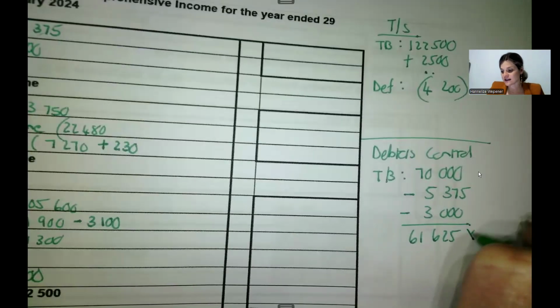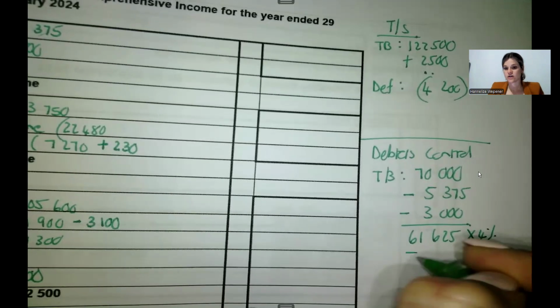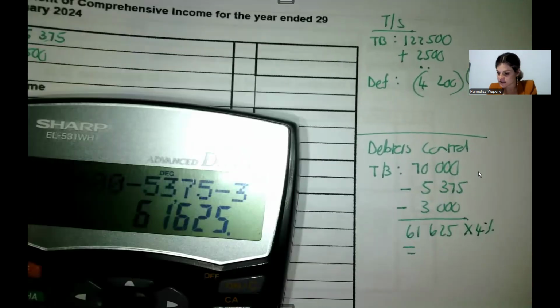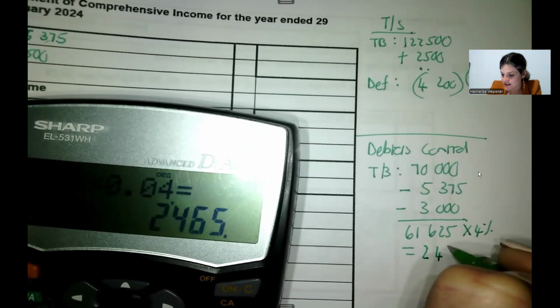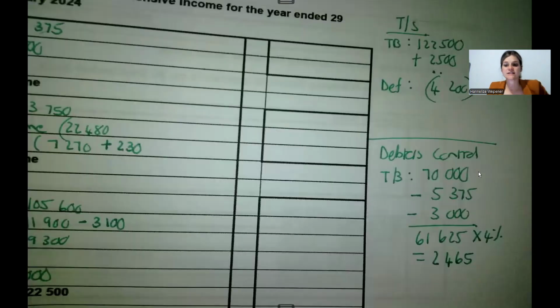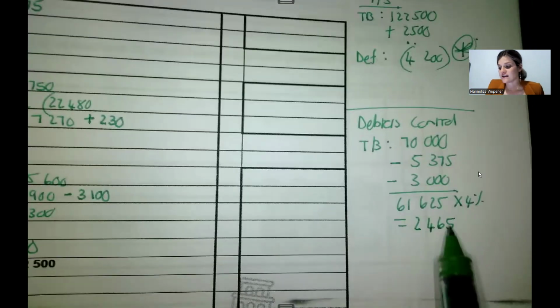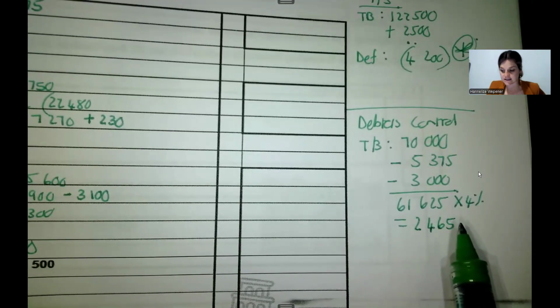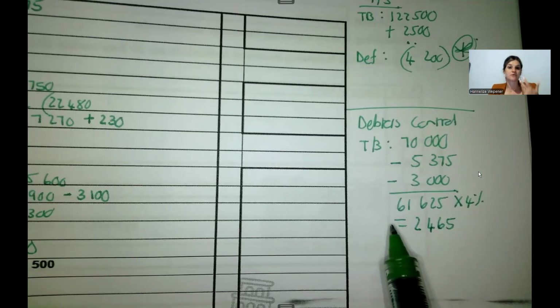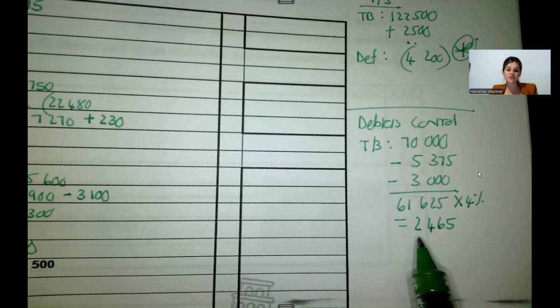And they are saying that of these debtors, we do not expect 4% of those to make payment. So we must calculate what is 4% of these debtors. So times 0.04, and that's 2,465. So they are saying that this is the amount that you do not think you will actually receive from your debtors. But you must now make a provision for whatever you feel you might not receive.